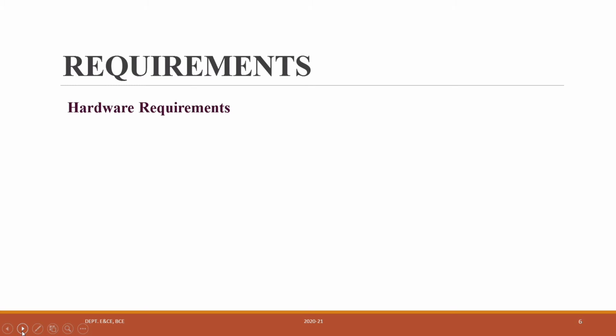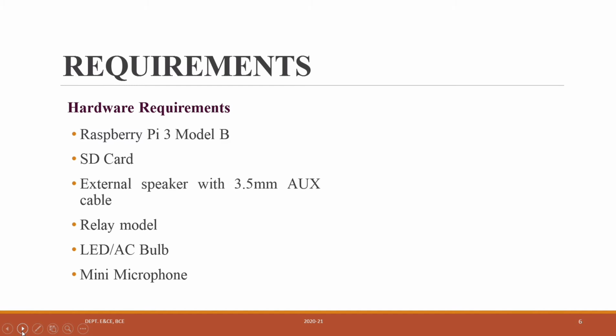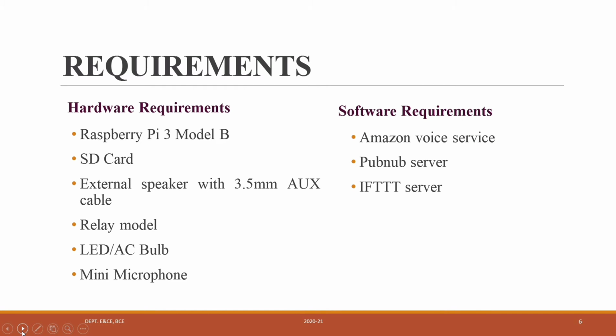Requirements. Hardware requirements: Raspberry Pi 3 Model B, SD card, external speaker with 3.5 mm AUX cable, relay module, LED or AC bulb, mini microphone. Software requirements: Amazon Voice Service, PubNub server, and IFTTT server.